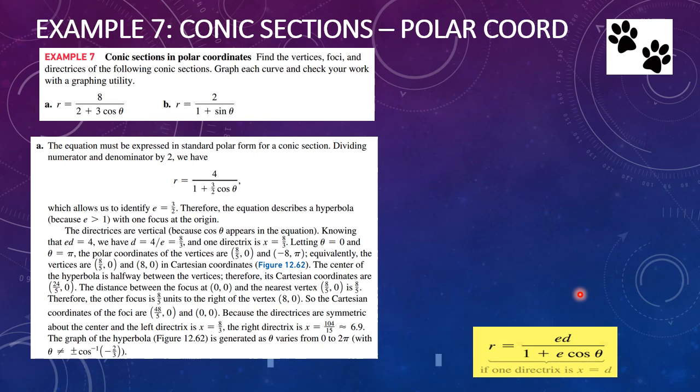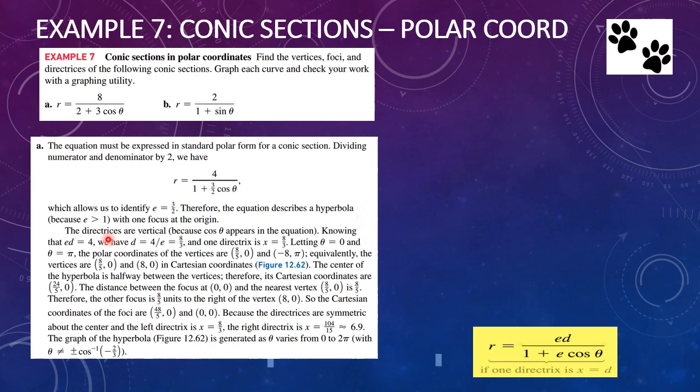Now we have this in standard form. It allows us to identify e equals 3/2. Therefore, because e is greater than 1, we have a hyperbola. The directrices are vertical because cosine theta is in the equation, and that's easy to remember because, in trigonometry, cosine was the x value. So that can help us think about the directrix being vertical, which are x equals a constant.